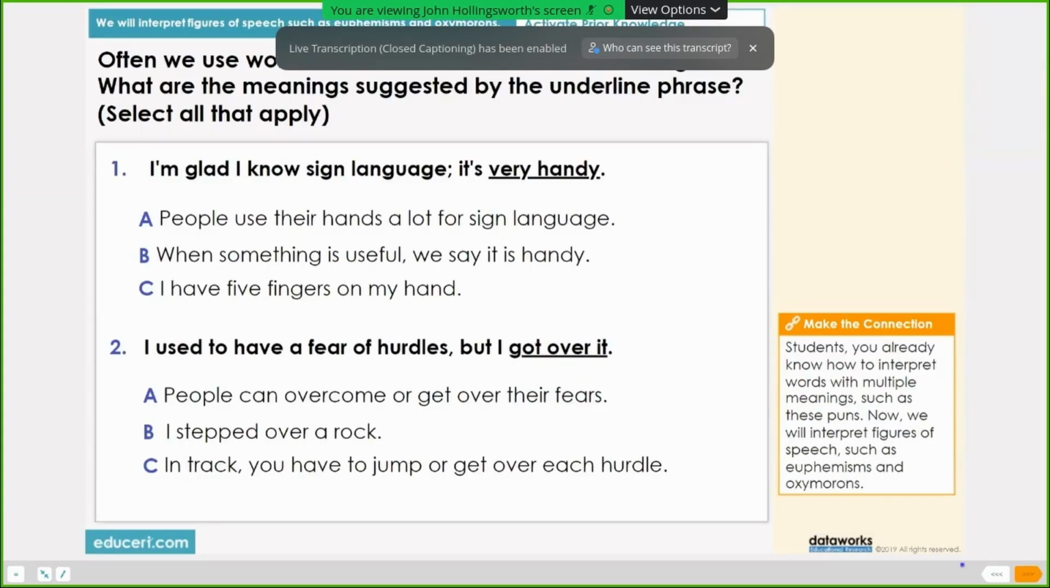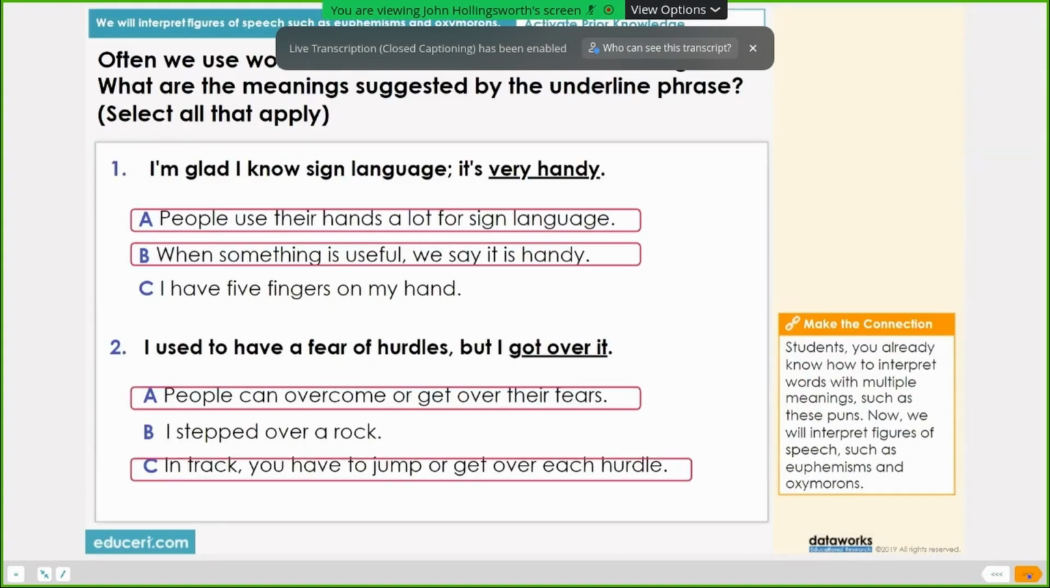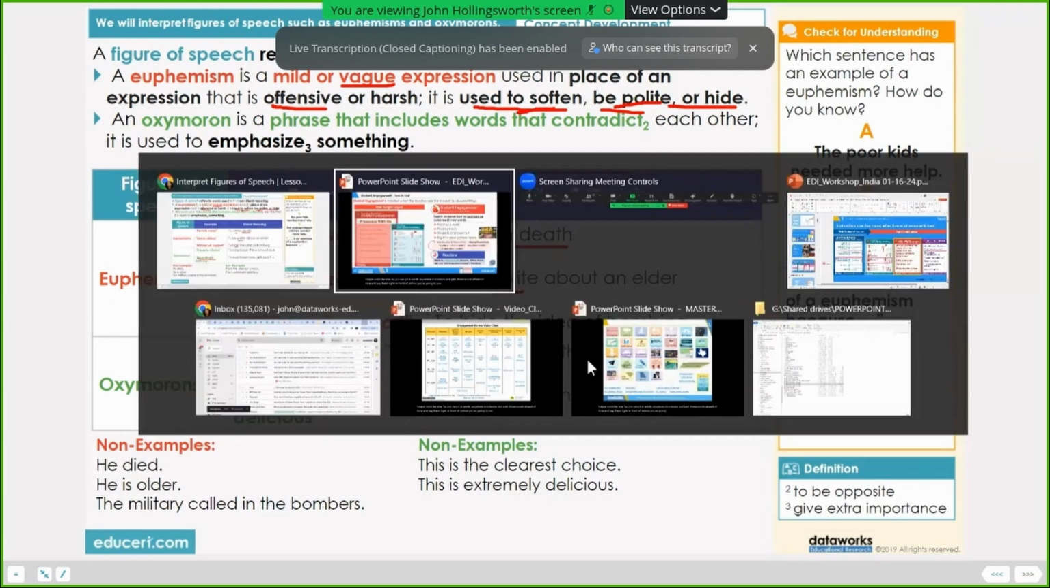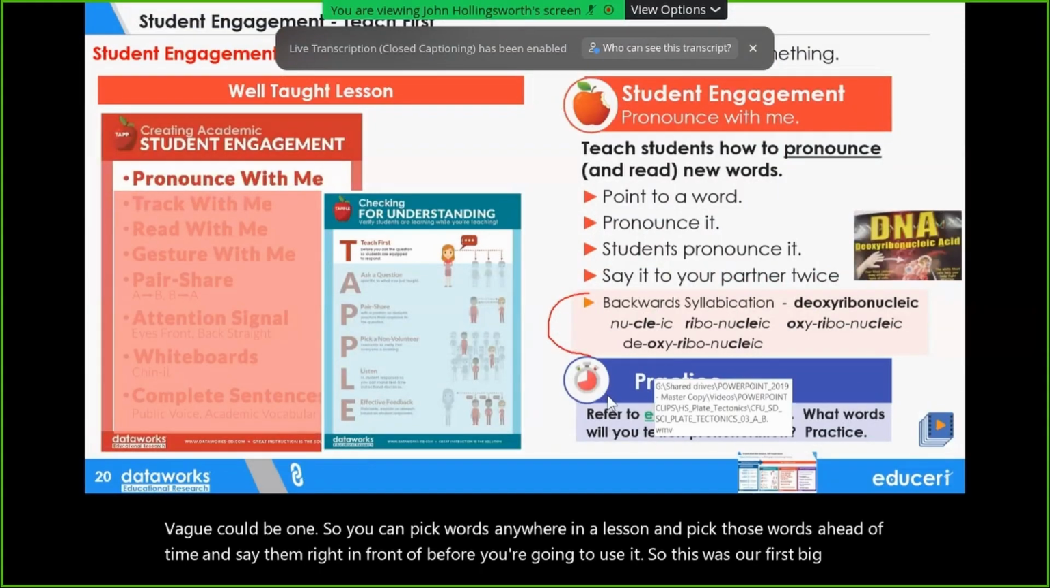We're not doing sentences. Now, you may find other words in the lessons that you want to do. These may not be the only words, but I think here's one. Disgustingly might be a word, maybe what? Offensive. Okay, vague could be one. So you can pick words anywhere in a lesson and pick those words ahead of time and say them right in front of before you're going to use it.